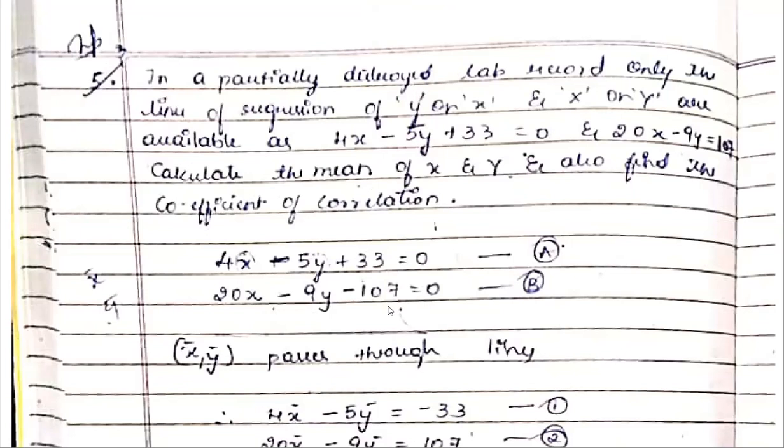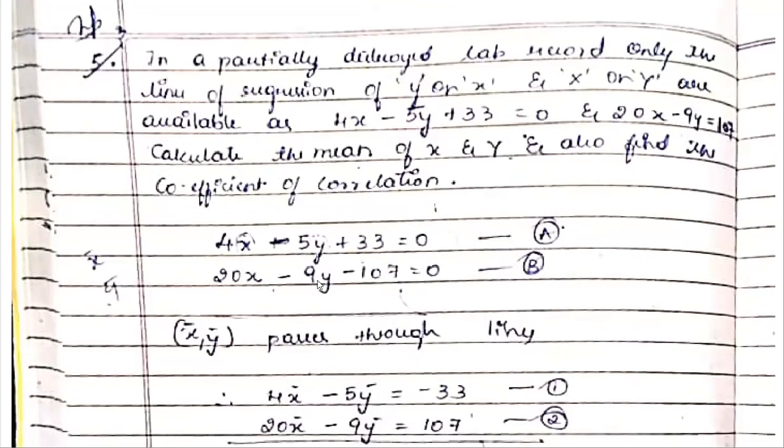The two lines which will satisfy those variables x and y are given, that I've written here: 4x minus 5y plus 33 equals 0, 20x minus 9y minus 107 equals 0. And x bar and y bar represent the mean of x and y. That means they'll satisfy the given equation. Or to tell it in one more way, x bar, y bar always pass through the regression lines. So just replace wherever x is there with x bar and y with y bar. That's what we'll do in the first step.